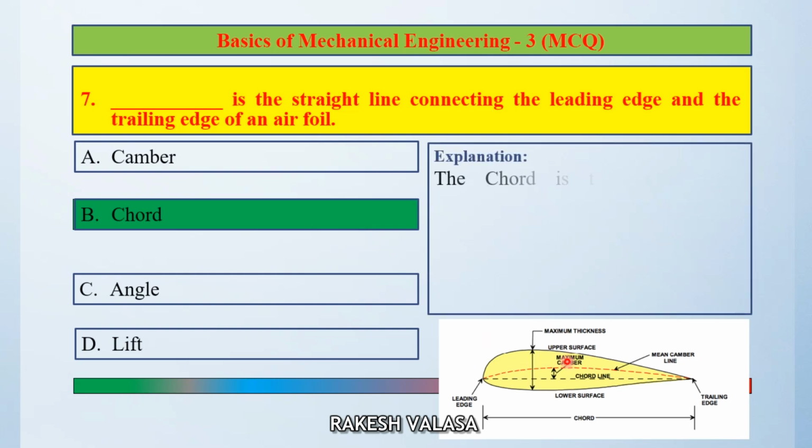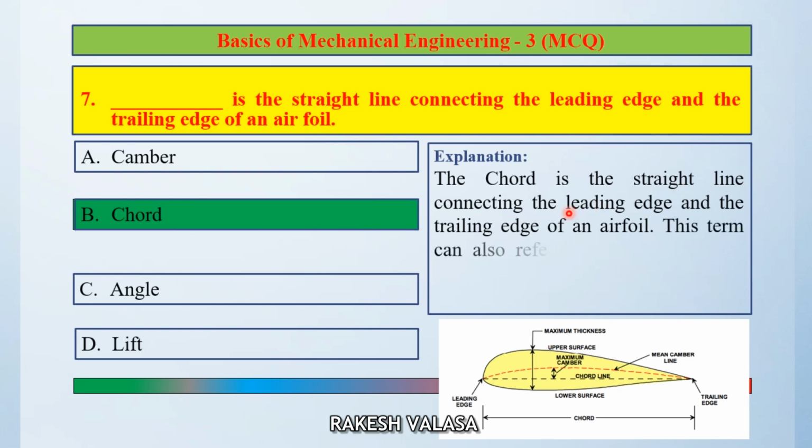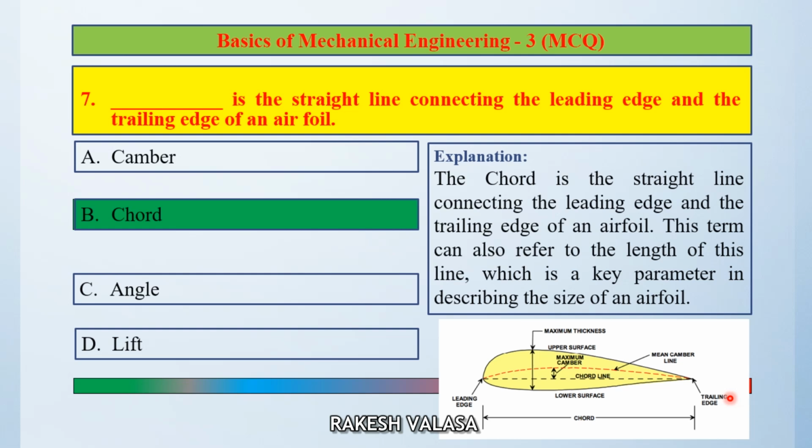You can also see this image. The chord is the straight line connecting the leading edge and the trailing edge of an aerofoil. This term can also refer to the length of this line, which is a key parameter in describing the size of an aerofoil. So the correct answer is option B, chord.